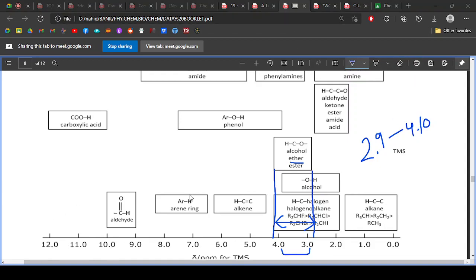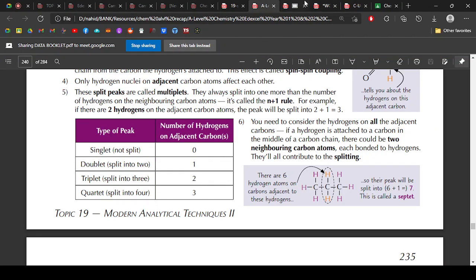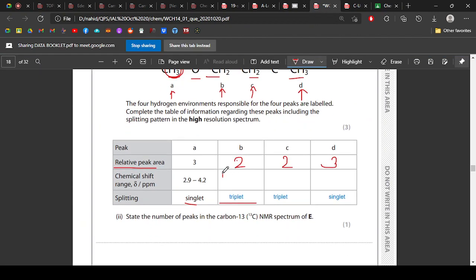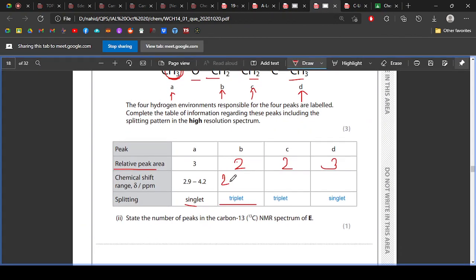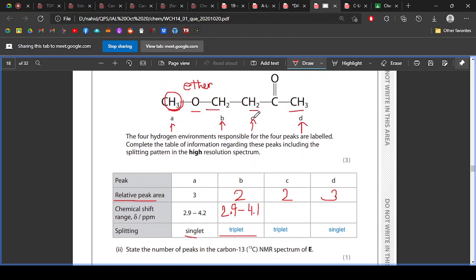Yes. So here we can write 2.9 to 4.1. Is it clear? Yes. Okay, environment C.